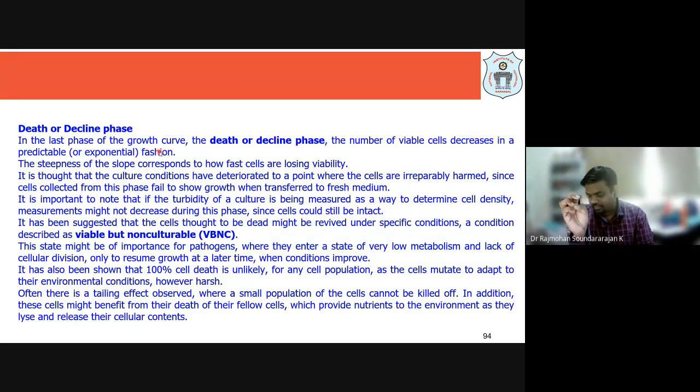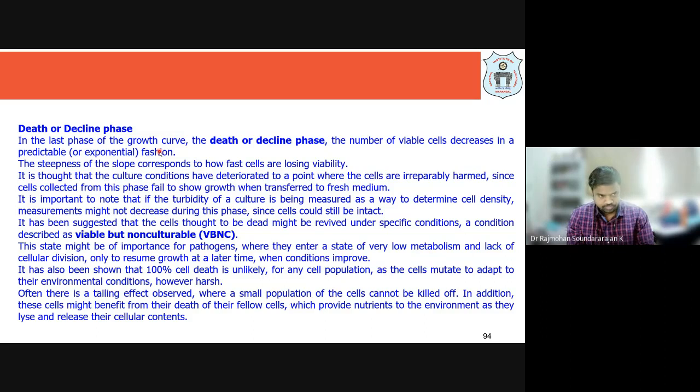So that's why, even when you say sterilization, 100% sterilization is not possible. Even complete bacterial death is not possible. Toilet cleaners also claim 100% cleaning, but that 100% will never happen. Often a tailing effect is observed where a small population of cells cannot be killed off. In addition, the cells might benefit from the death of their neighboring cells, which will provide some nutrients to the environment. That will be made use of by the neighboring cells.